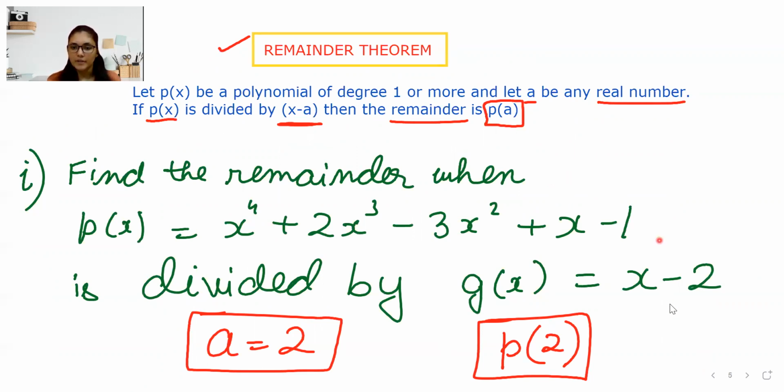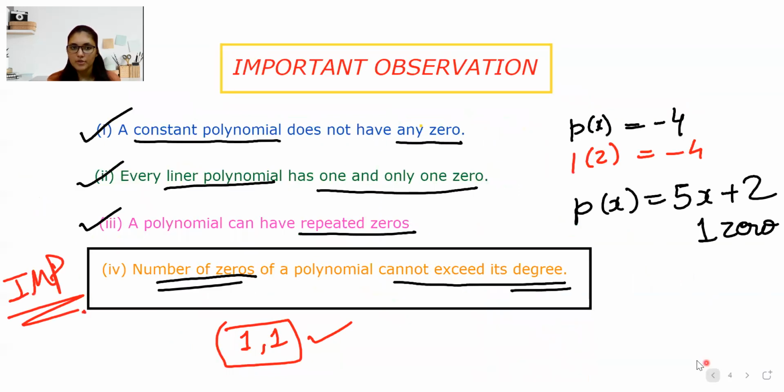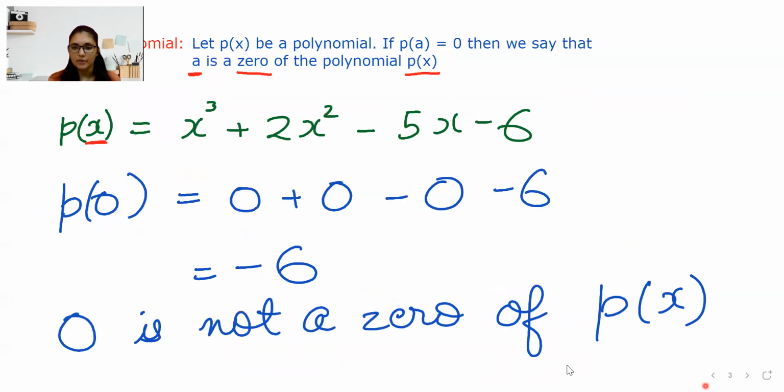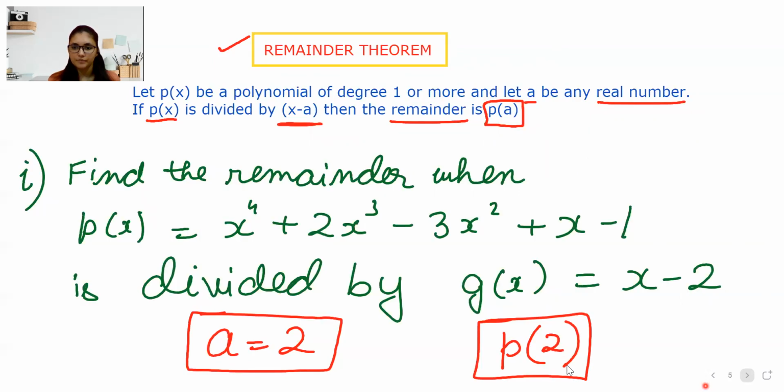For the factor and remainder theorem, first you should know how you can find the value of a polynomial. For the value of any polynomial, just replace the variable in the polynomial with that number, and you will get the value of the polynomial.